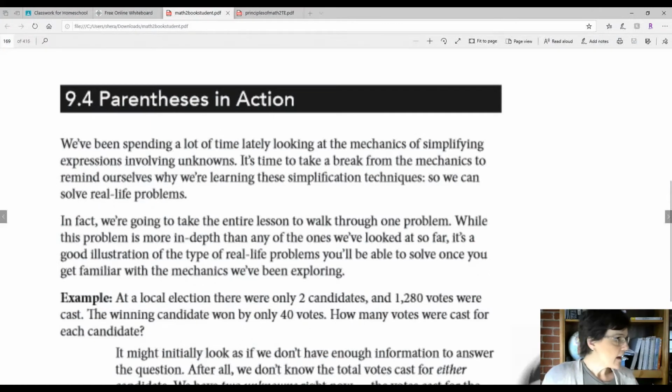Hey, good morning. I was just looking at the worksheet for today because I did not do it before I started the camera. Okay. All right.